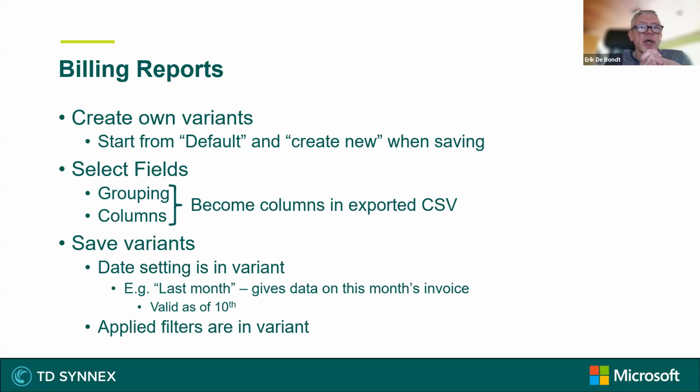With one remark there: we always say valid as of the 10th. Why? Because some vendors like Microsoft can change the numbers up to the 10th of the month. We do things at night, so by the 9th or the 10th, we can be sure that all data, all numbers, are as Microsoft is treating them. And you can also apply filters in your variants if you would like to.